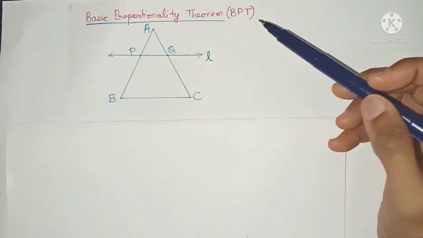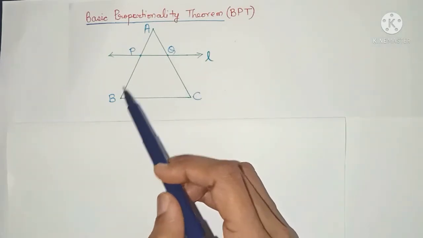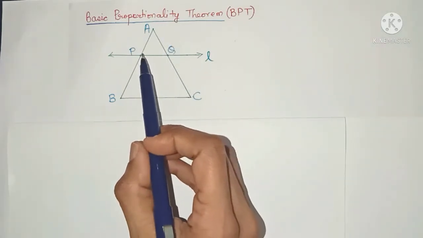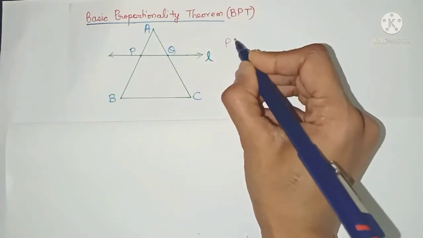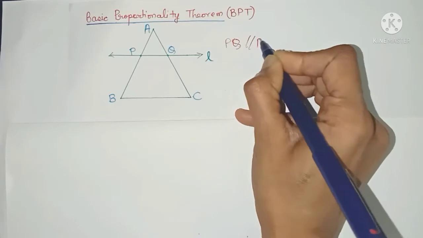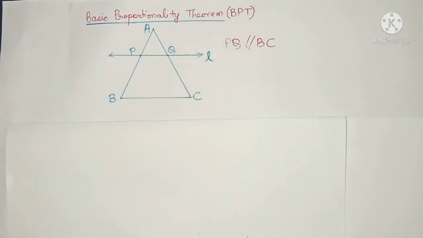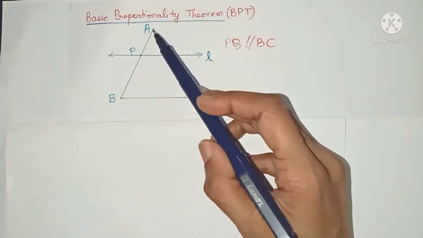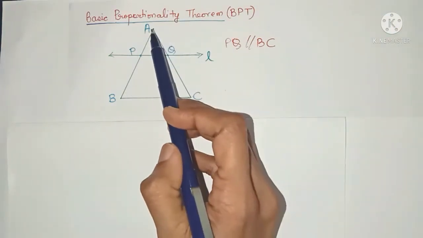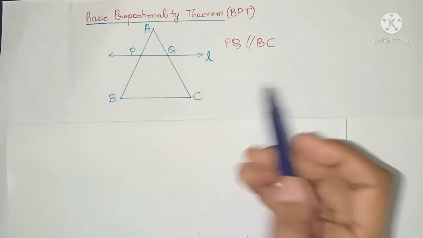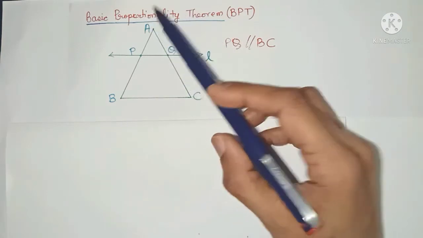Friends, now we come to the basic proportionality theorem. So in this theorem, you have a triangle ABC and this line segment PQ is parallel to BC. So PQ is parallel to BC. Then it also divides the remaining two sides. Now, which are the remaining two sides? AB and AC.